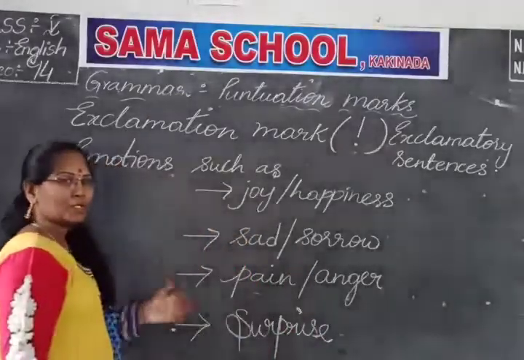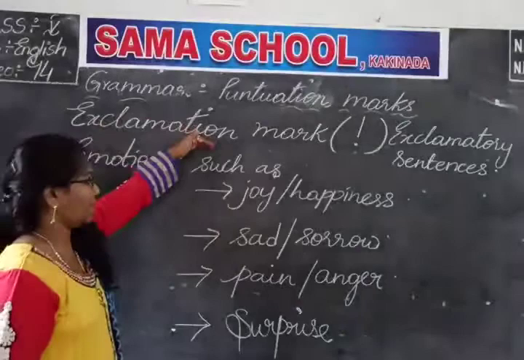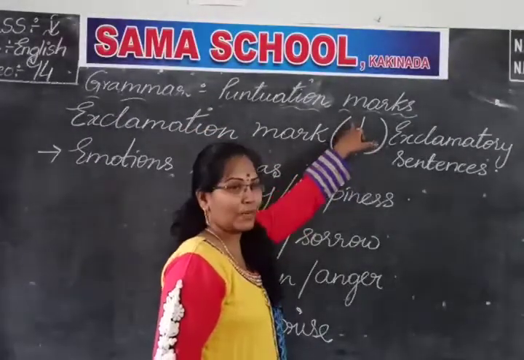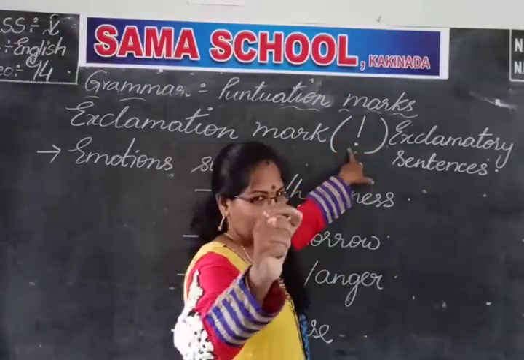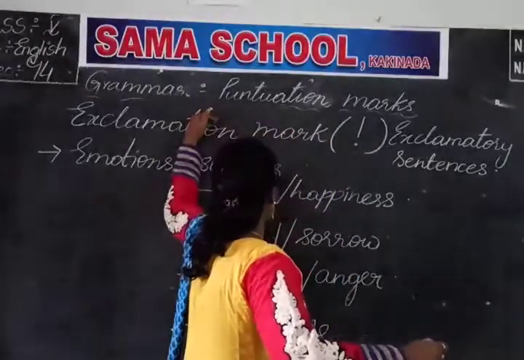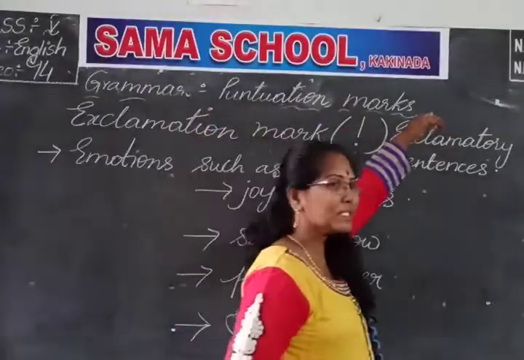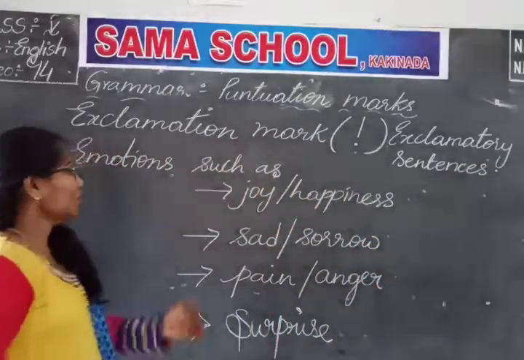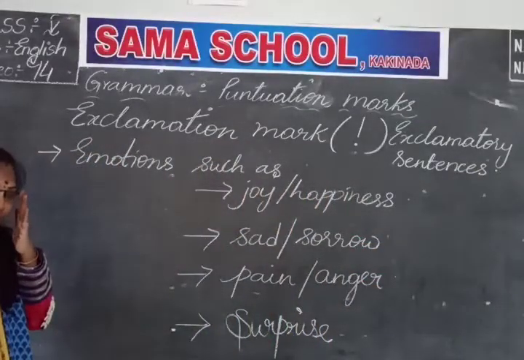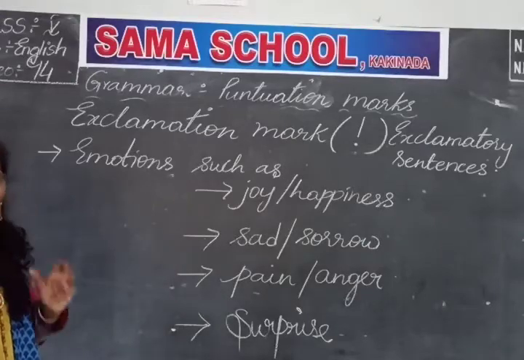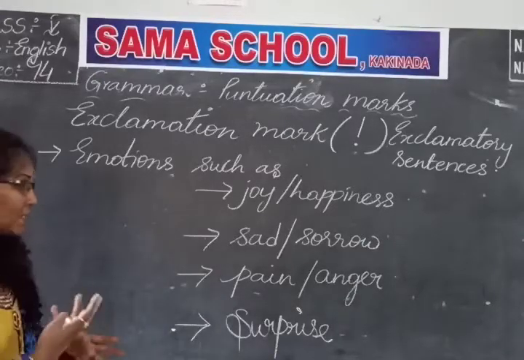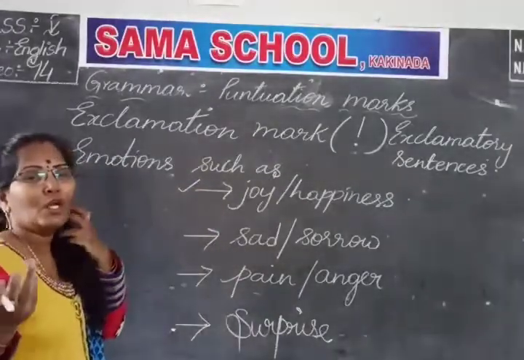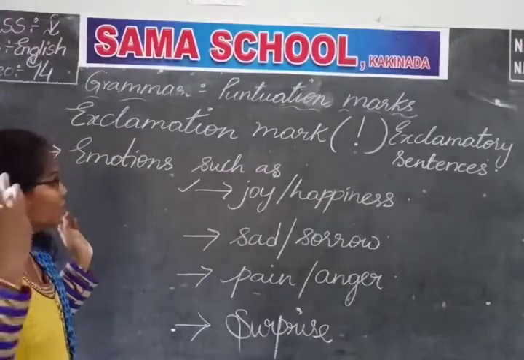Okay, children? So here, when we come to the exclamatory mark, this is the mark. Exclamatory mark means we will put a straight line and down to that we will put a dot. This is called an exclamatory mark, exclamation mark, and we use this exclamation mark in exclamatory sentences. Okay, what do you mean by an exclamatory sentence? Yes, when we read the sentence, we will find these types of expressions in that sentence. It can be joy or happiness. When you read the sentence, you will find either happiness or joy.